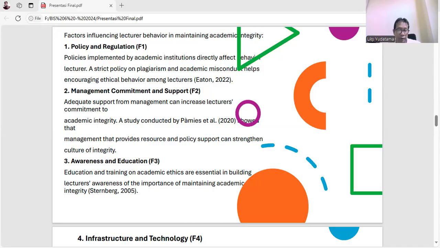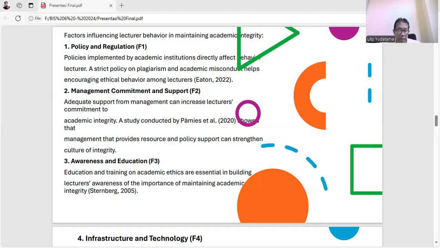4. Infrastructure and technology. Technologies such as plagiarism detection software play a crucial role in supporting academic integrity. The use of technology helps in identifying unethical behavior, thus encouraging lecturers to maintain high ethical standards. According to Ghani, the integration of technology positively impacts ethical behavior in academic settings.